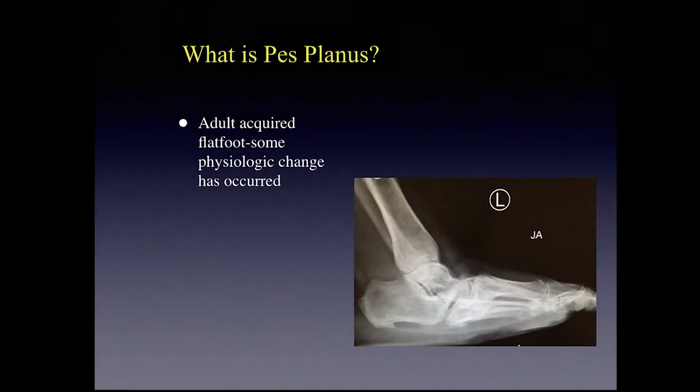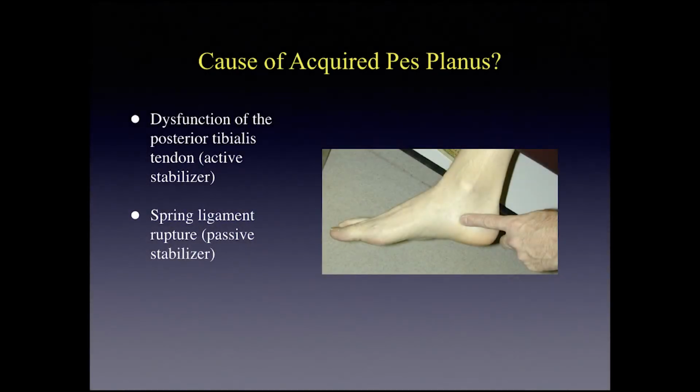And then we have people who have an acquired flat foot deformity, which becomes painful. And this is what we commonly see in our clinic. It's an adult acquired flat foot deformity. And when we see people with this, something physiologic has changed to create pain. This is an example of someone with an adult acquired flat foot who has extremely flat foot and a painful midfoot arthritis.